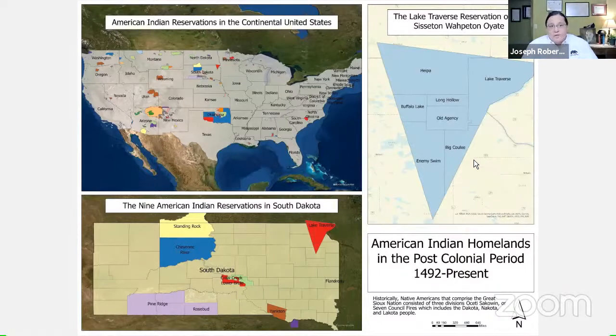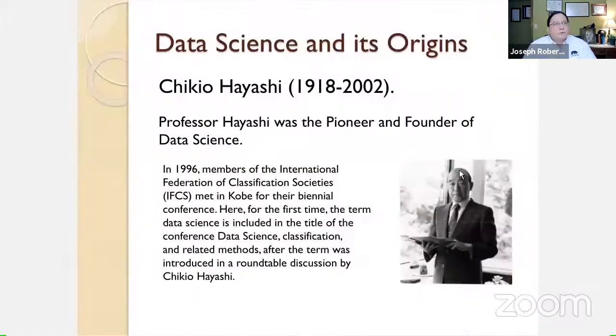And historically, Native Americans that comprised the Great Sioux Nation consisted of 3 divisions of the Oceti Sakowin, 7 council fires, which include the Dakota, Nakota, and Lakota people.